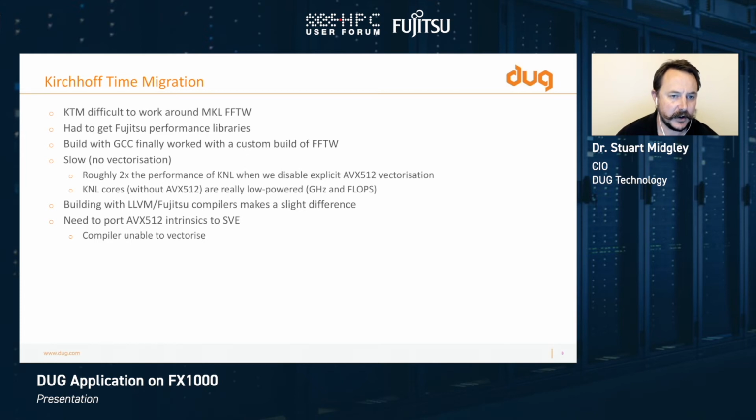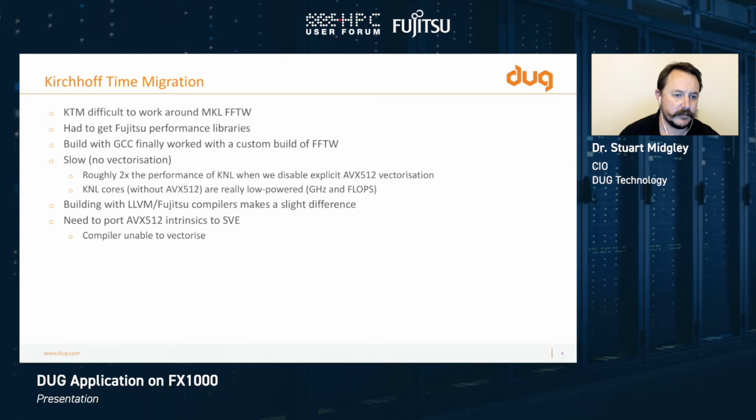Next, we decided to tackle the Kirchhoff time migration. This is part of a much larger suite of software we call Doug Insight. It's a huge processing package. It uses Java, C, all sorts of bits and pieces. So this was going to be a little more complex to build, but surprisingly, it went relatively easily. We had to work around some of the FFTW integration, so we had to grab the Fujitsu performance libraries. We got it to build after a couple of days, pretty straightforward with GCC and a custom build of FFTW. But unfortunately, it was slow.